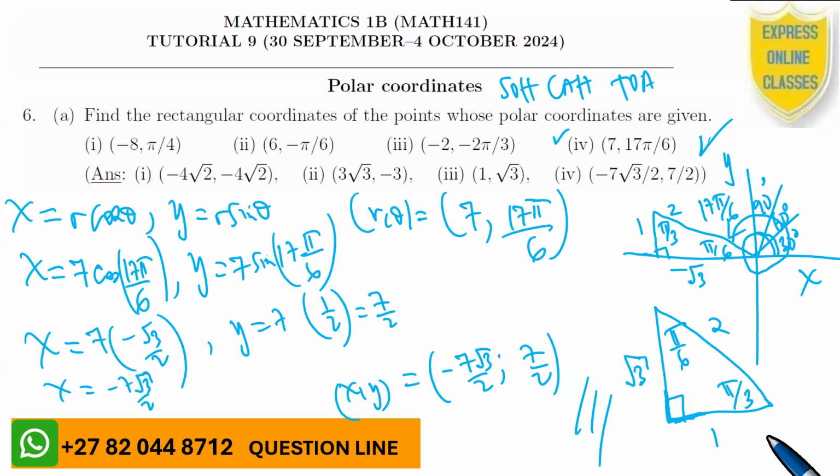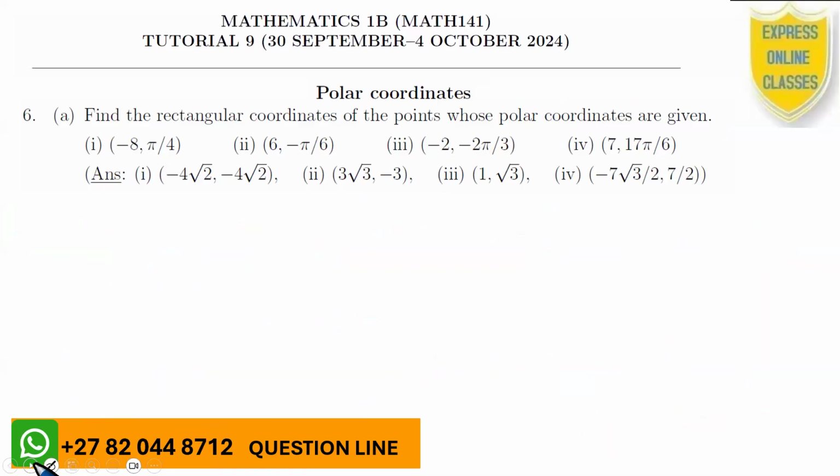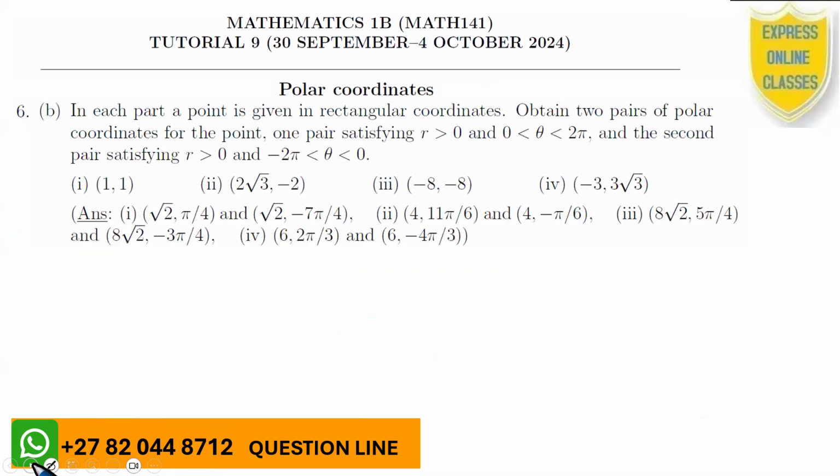Sir, yes, please. Why don't you just do 6B? Which one? 6B. Yes. Okay, let me check. I thought maybe you also have a class. That was my fear. Let us check part B.